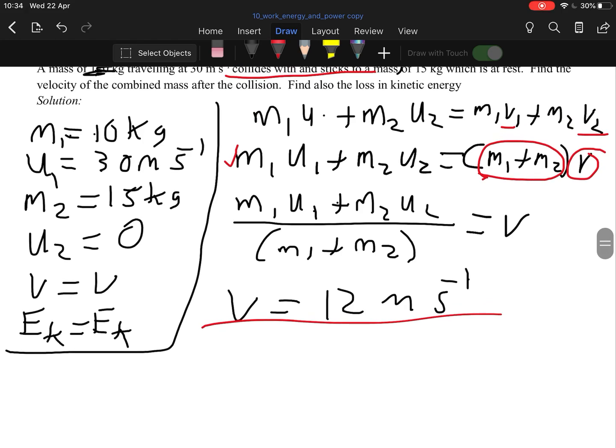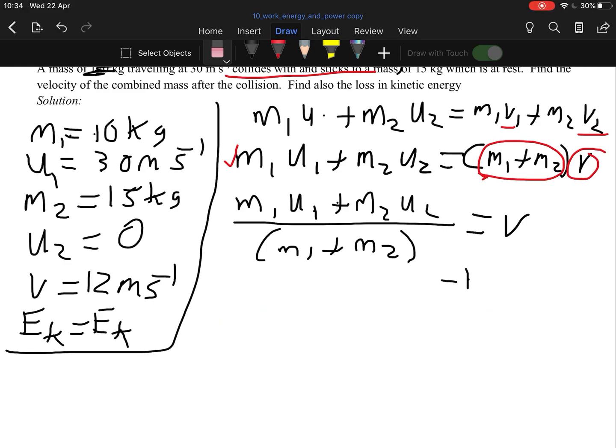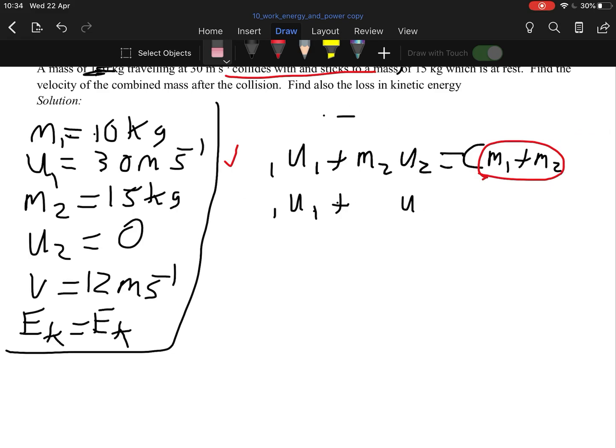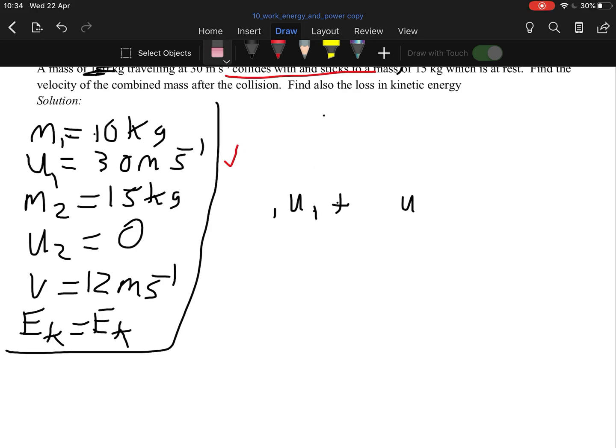Now, to find also the loss of kinetic energy, do I have enough space down here to just do that? No, okay. So I'm going to have to rub this out. So let me just put in my new value there: 12 meters per second. Okay, so that's how we do that. Fairly straightforward. It's the collisions: rearrange it, make V the subject of the formula, put in all your values, and you should get 12. If you can't get 12, please leave a comment on the Edmodo page or in the comment section, and I'll try and get back to you.